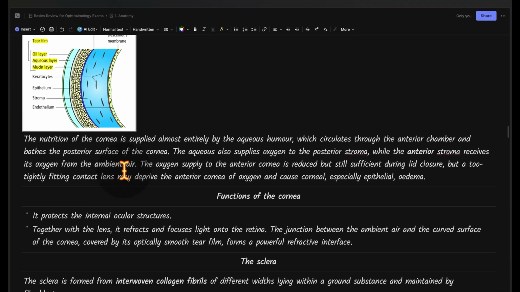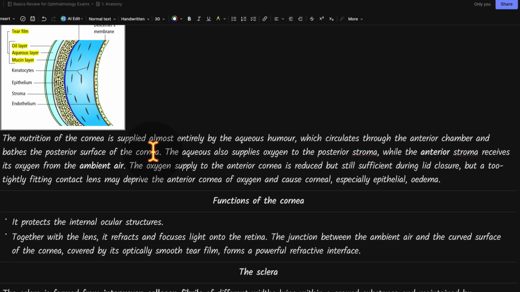The nutrition of the cornea is supplied almost entirely by the aqueous humor. The aqueous humor circulates through the anterior chamber, and it bathes the posterior surface of the cornea. The aqueous also supplies oxygen to the posterior stroma. Till the posterior stroma, it is covered by the aqueous, but the anterior stroma gets its oxygen from the ambient air. What is the clinical implication of this?